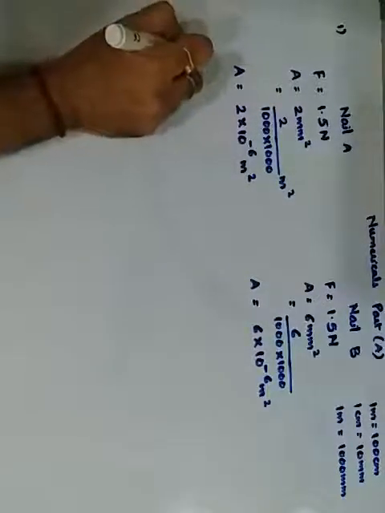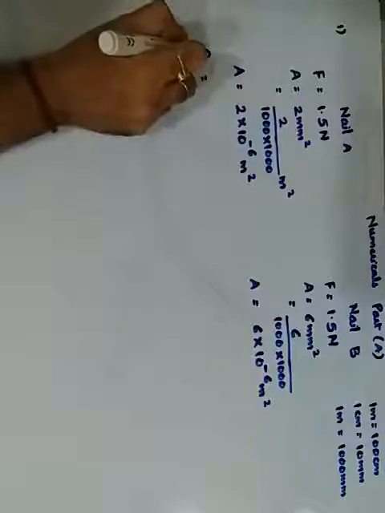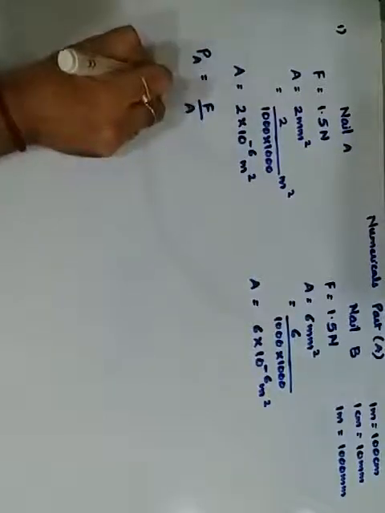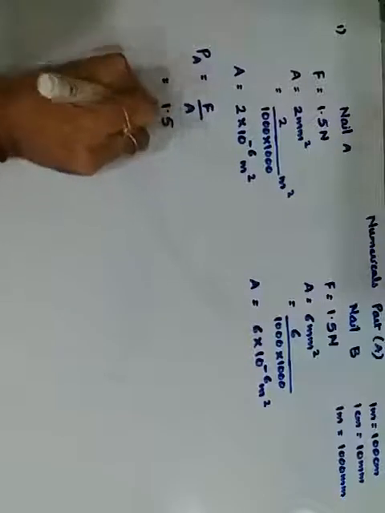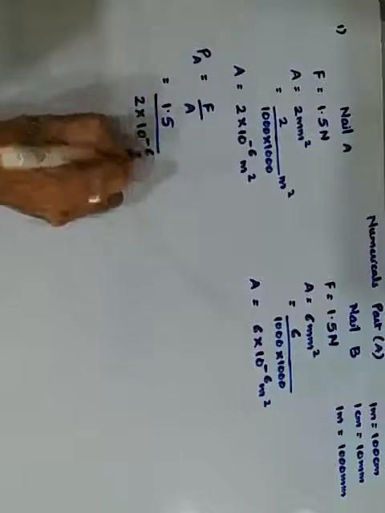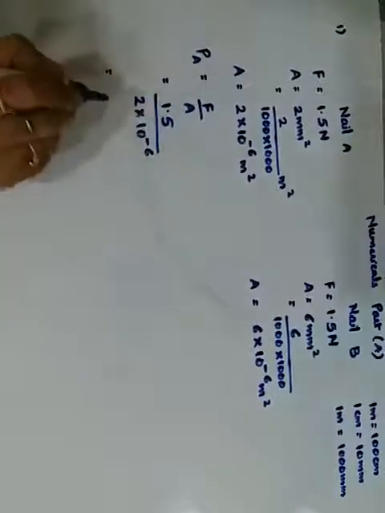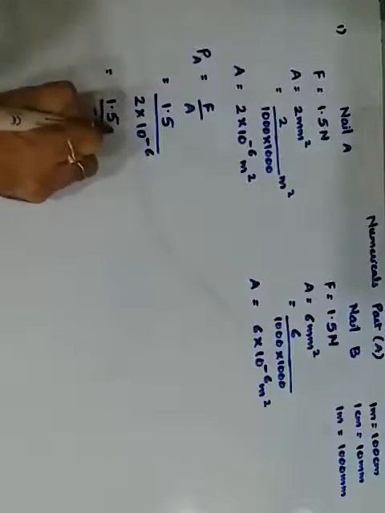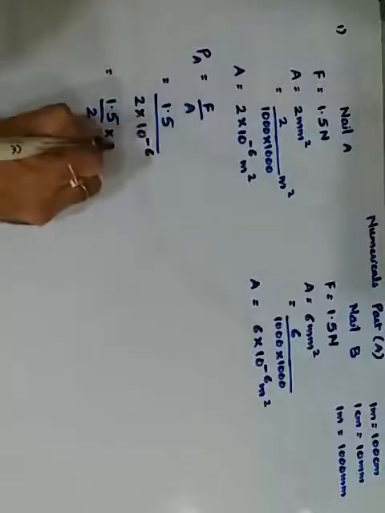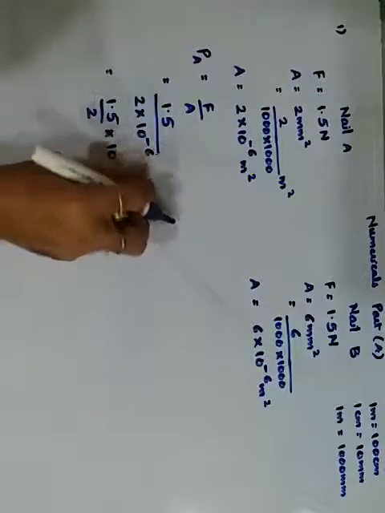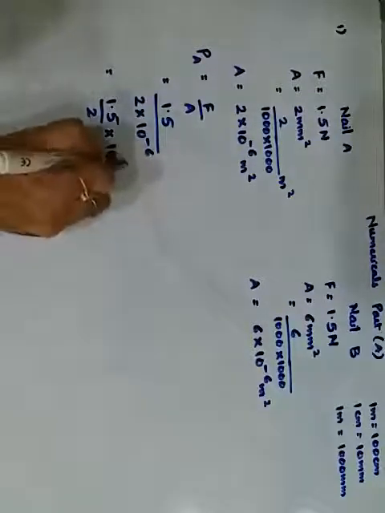Now I find the pressure at both the points. So the pressure exerted by nail A will be force upon the area. Here the force is 1.5 Newton and area is 2 into 10 raised to minus 6. Here, see to it what I am doing. Here I am keeping 1.5 upon 2 as it is, multiplied by 10 raised to 6, I am taking it up, 10 raised to minus 6 will become plus 6.